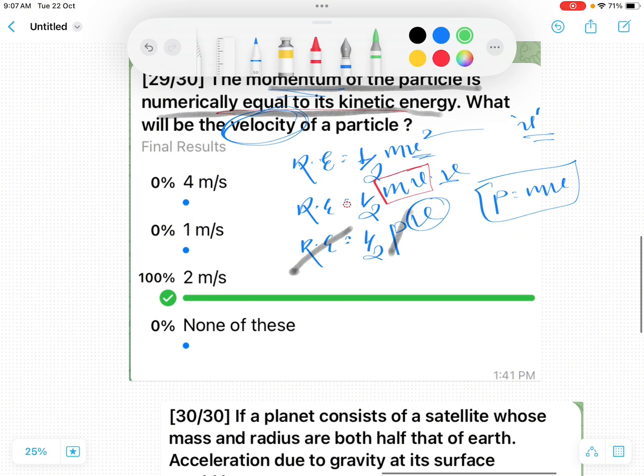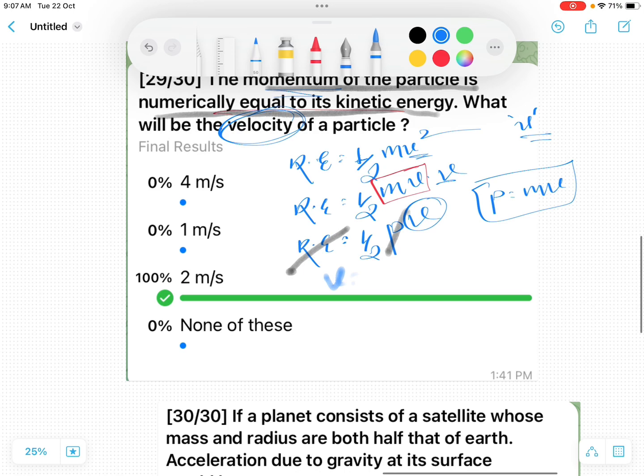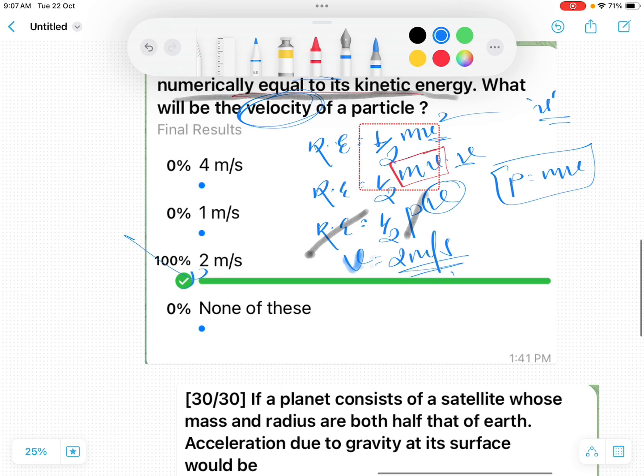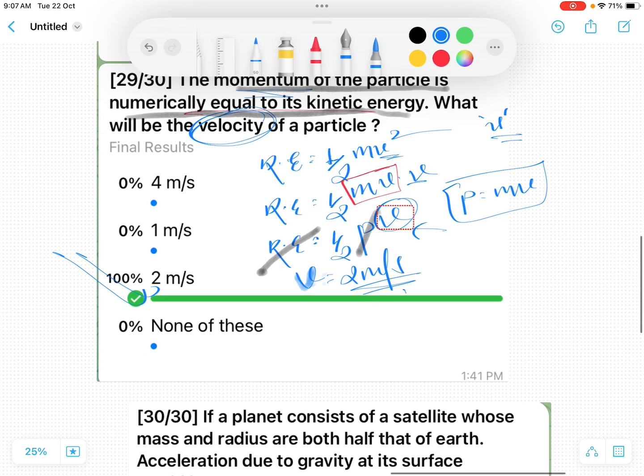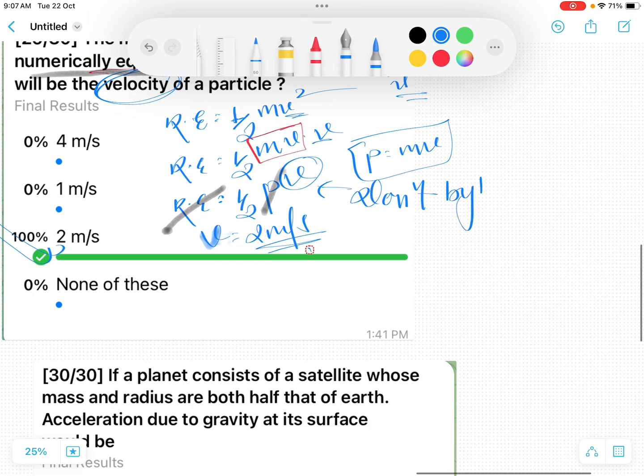So cancelling this term, what do we get now? We get our final velocity, and that is 2 meter per second. Okay, so 2 meter per second, but this is not to be remembered. Don't learn it by heart.